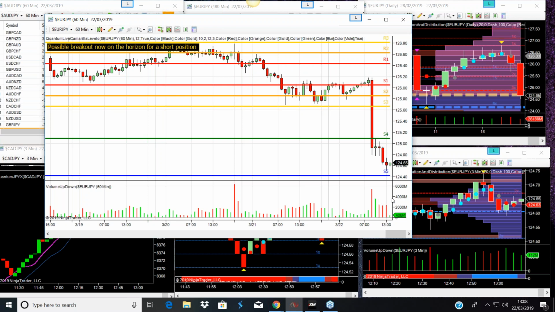But look at the volume underneath these down candles. You can see it's not spectacular, certainly here. And now it hasn't quite got to the S5, which is the next key level.